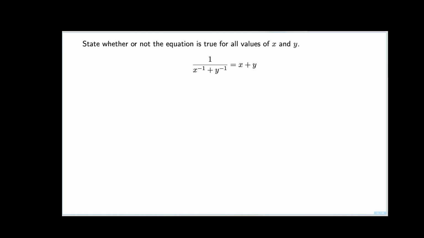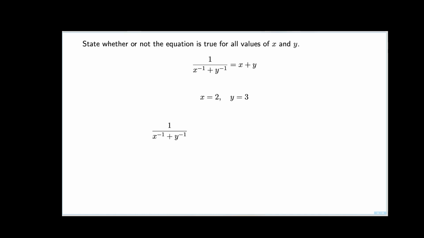Now, eventually we're going to look at this expression algebraically or analytically, but to determine whether or not this is true for all values of x and y, we can actually get started just by plugging in some numbers for x and y. So let's choose some easy numbers to work with. Let's start with x equals 2 and y equals 3.